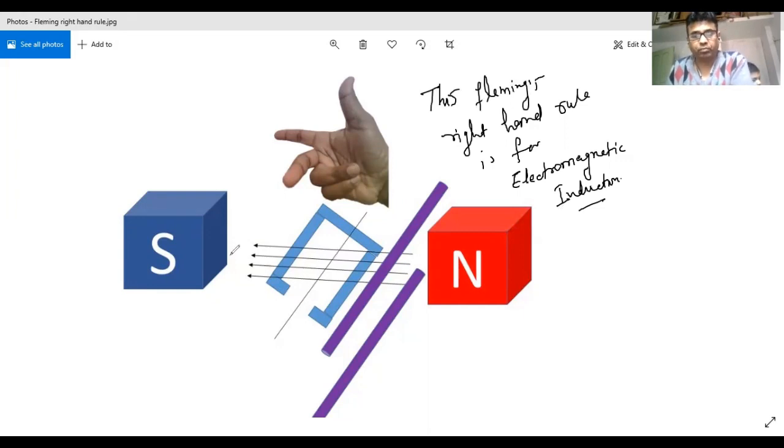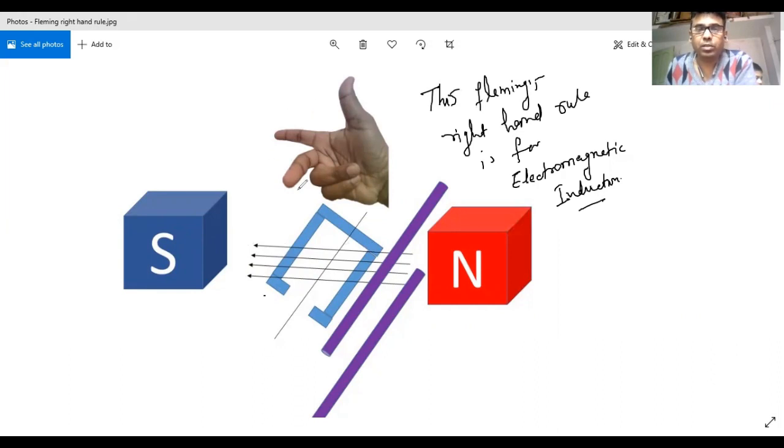So see over here, there are two poles that have been shown. These are the poles of a horseshoe magnet. This is the north pole and this is the south pole of a magnet. It is quite obvious that the field line flows from the north pole towards the south pole. This is the field line that is shown by the black arrowheads. The field line emerges from the north pole and gets terminated at the south pole. So, north pole towards south pole.